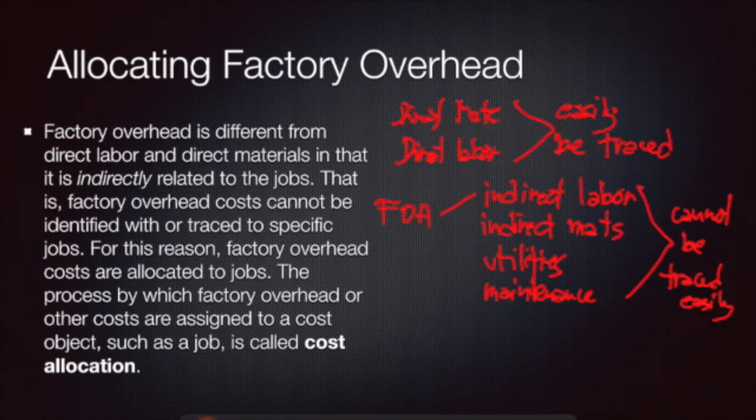Now, for this reason, factory overhead costs are allocated to jobs. The process by which factory overhead or other costs are assigned to a cost object, such as a job, is called cost allocation. For example, when we produce a certain product, say a jeans, we know that electricity is involved in producing one, but we don't know how much.